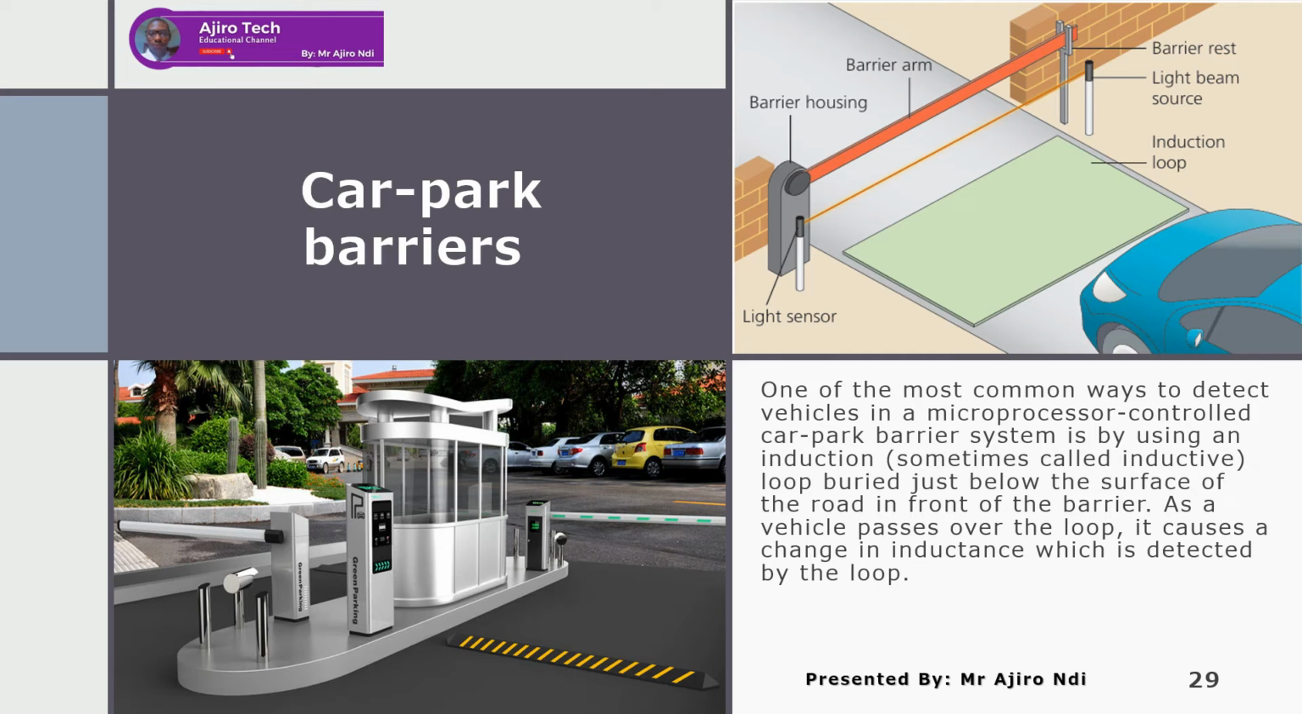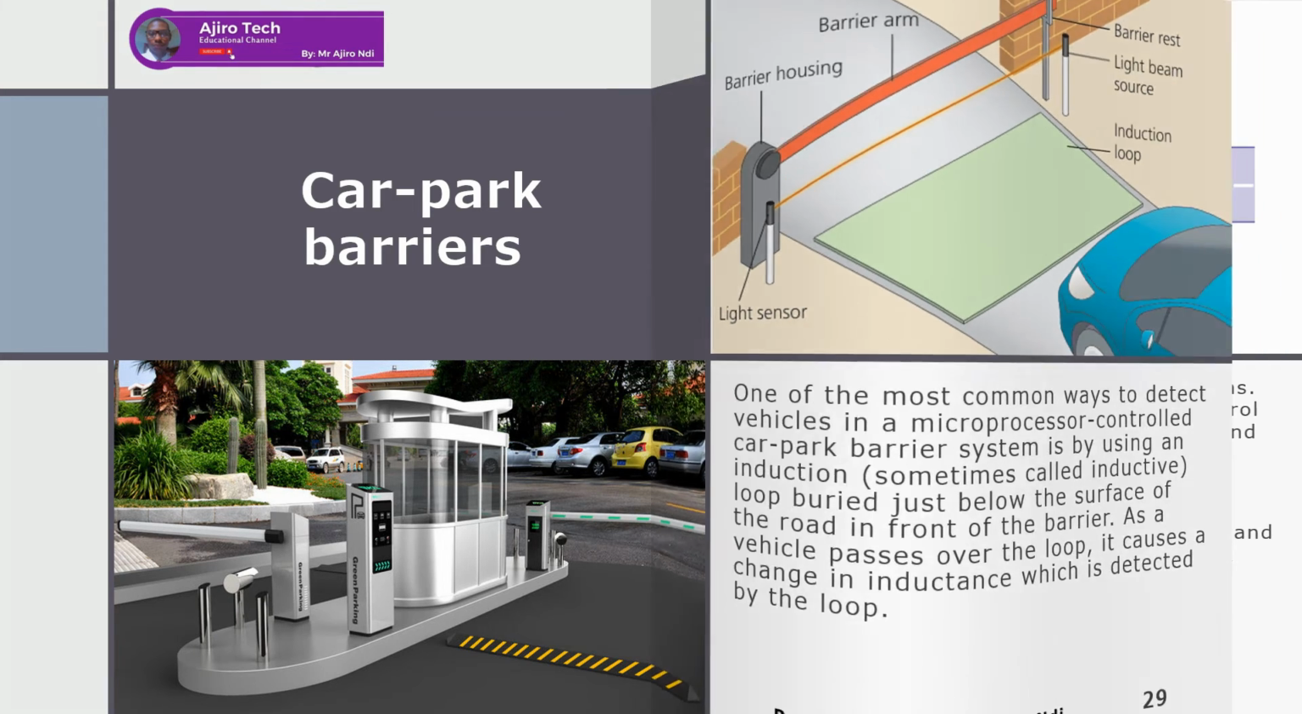A light beam passes across the space occupied by the vehicle. If the vehicle blocks the light beam from reaching the sensor, then the microprocessor keeps the barrier raised. Okay, when the vehicle has cleared the barrier, the microprocessor detects that the light beam has resumed, so it sends a signal to the motor to retract and allow the barrier to lower. That is the whole process. Okay, so the process goes on and on.